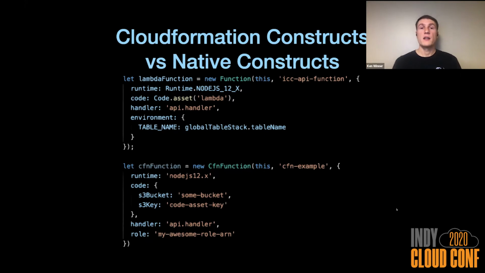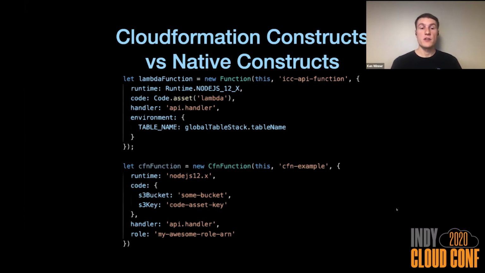However, not every resource in AWS has a robust native CDK function. So sometimes you have to actually fall back onto the CloudFormation version, and it's pretty much exactly the same as what you would find when building a CloudFormation YAML or JSON template. So you set the runtime, you set the code with an S3 bucket and S3 key, or however you're going to set it. You can set the handler, and then you set the role, right?